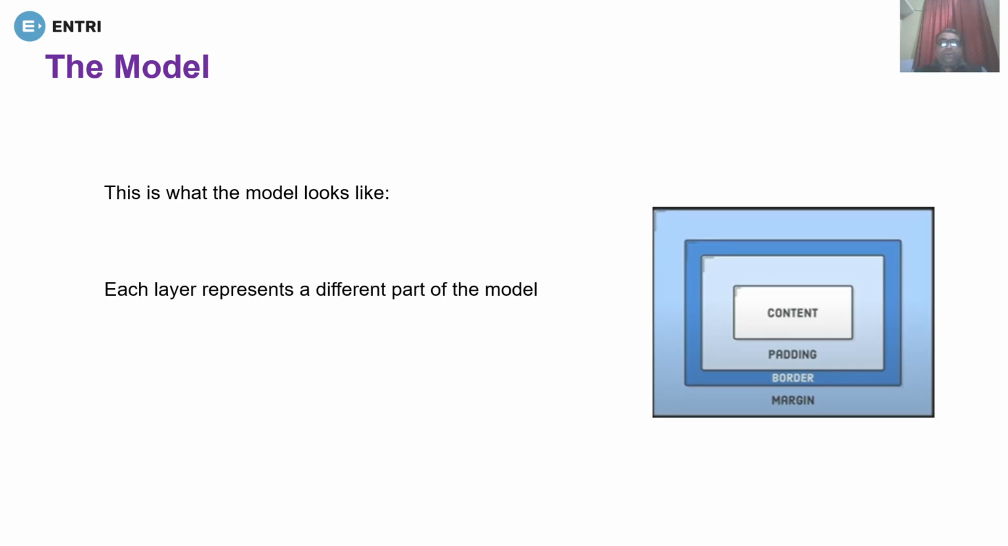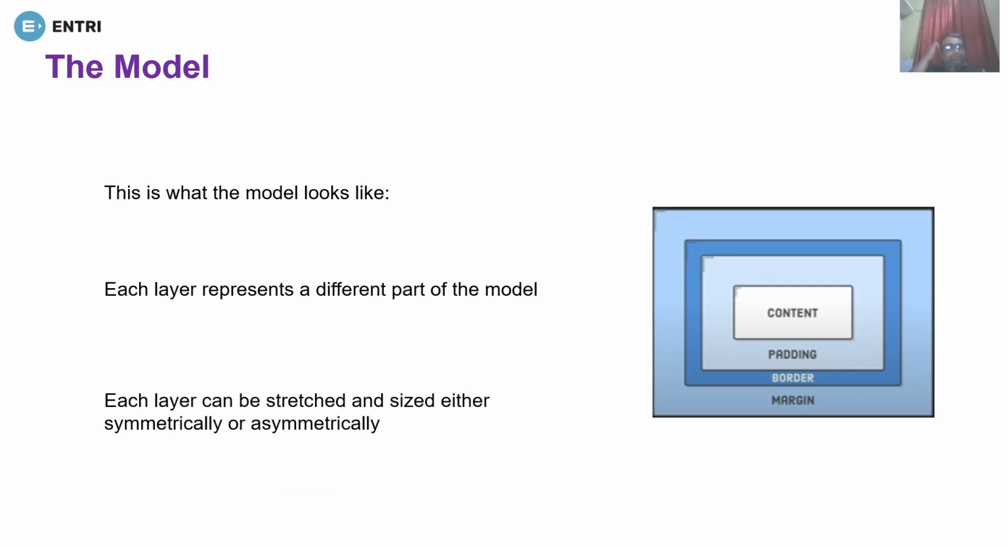Now, what we understand here is that each layer represents a different part of the model. For example, padding is a different segment, border is a different segment, margin is a different segment. Each and every segment has to be specified with the property values, and accordingly the content positioning is made. So layer by layer, each and every content is added with layer information, and each and every layer's information will help the content to be positioned in a particular space of the website.